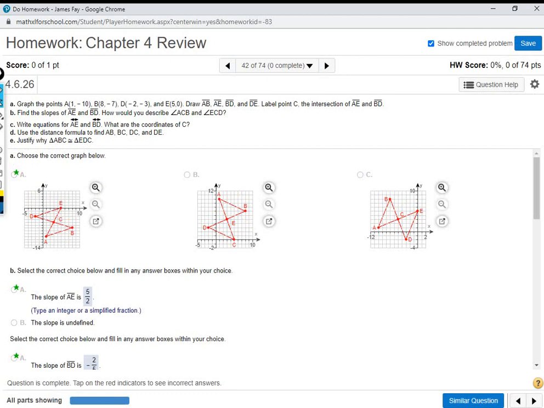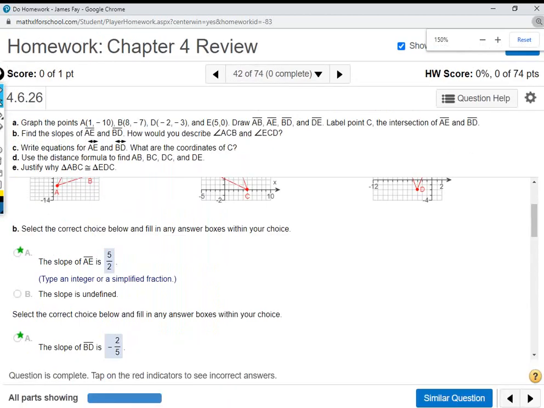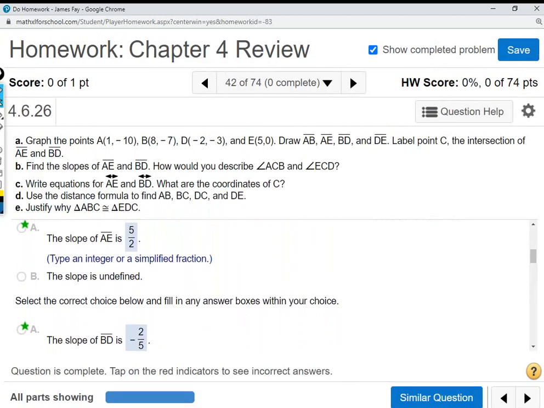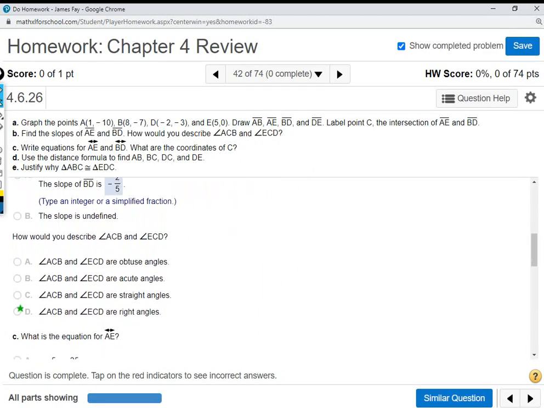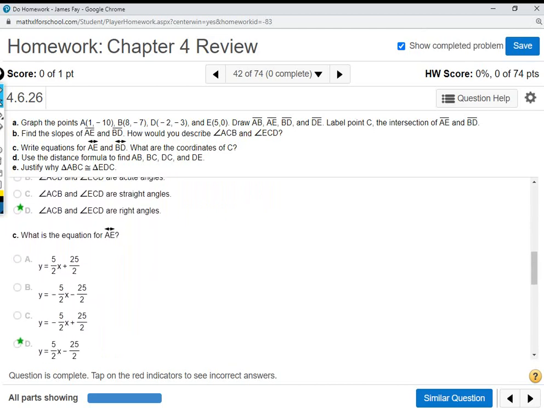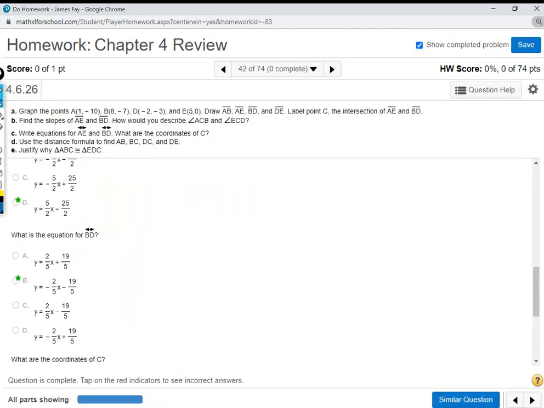have it show the completed problem, and it goes through. Obviously, we can plot them, find the slope of these things. So when we find these slopes, you see the slopes are opposite sign reciprocals here, so they are perpendicular. So we got a right triangle. It says what is the equation for AE? So they give me these two equations. Those have been what we found for AE and BD.